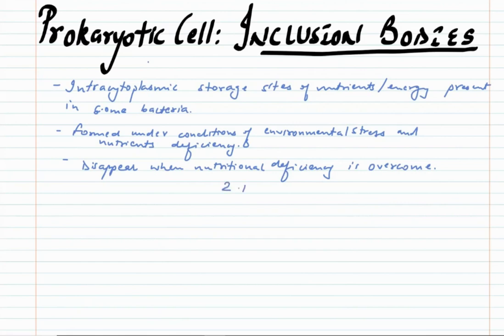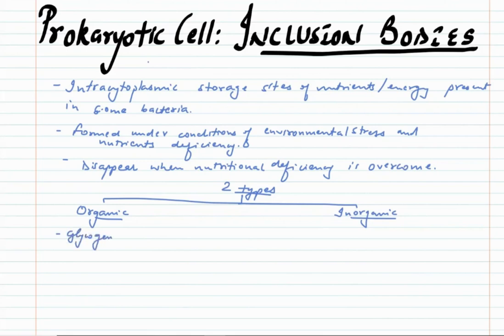Now, inclusion bodies are of two types. One type of inclusion bodies are known as organic inclusion bodies, and the other are inorganic. The organic inclusion bodies include glycogen granules and polyhydroxybutyrate granules.